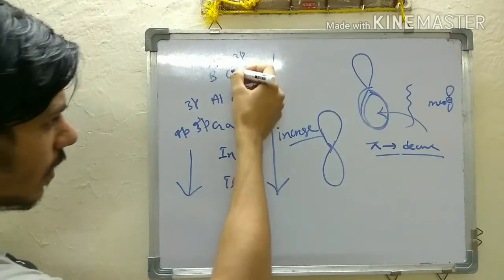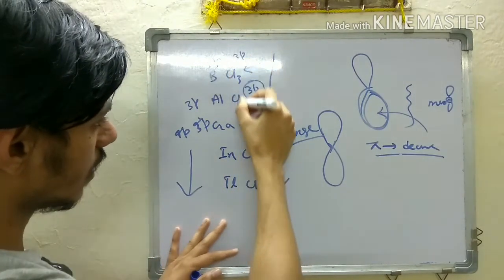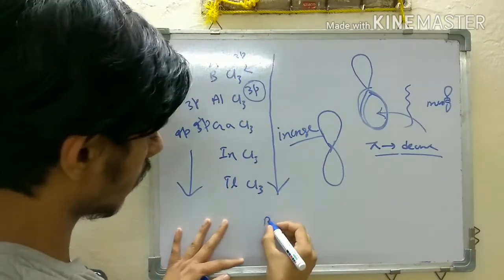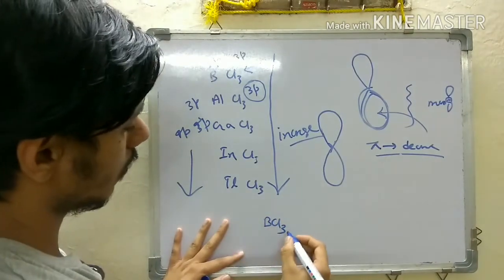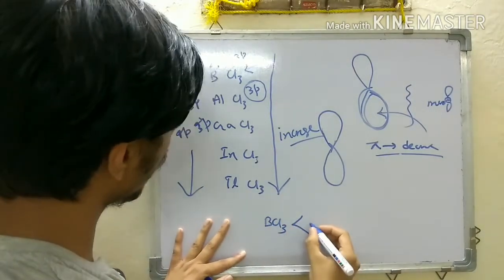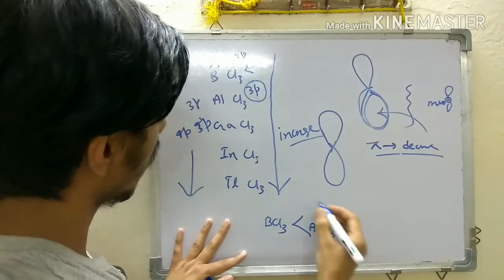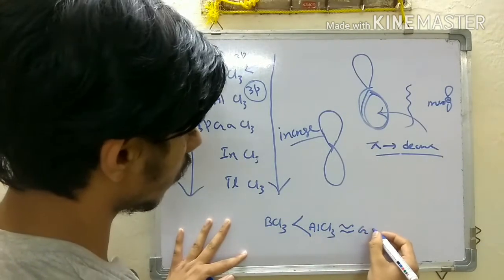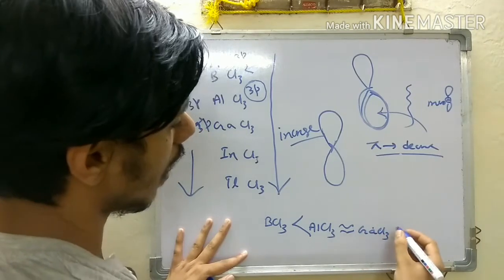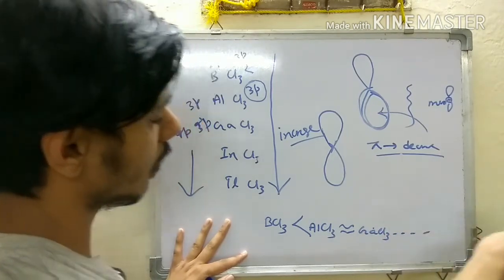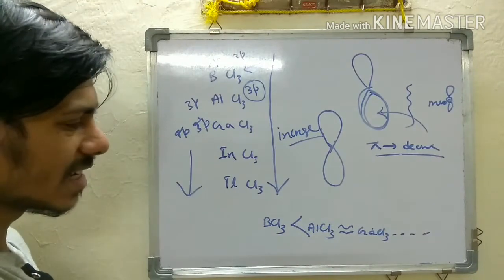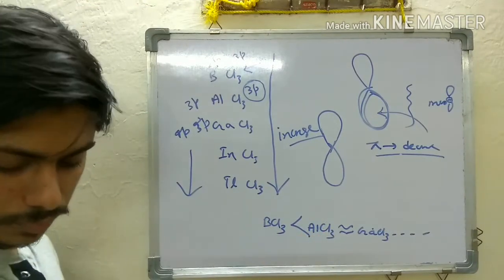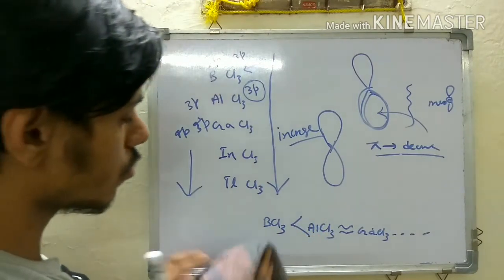So it is found that it is initially increasing. BCl3 is less acidic than your AlCl3, but then for gallium, GaCl3, they are about the same, right? So the increase is not so much. Now this is one point.